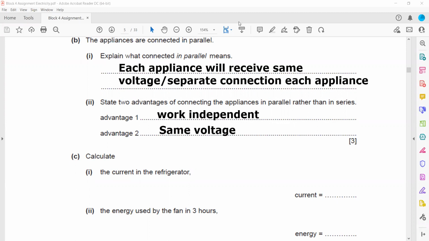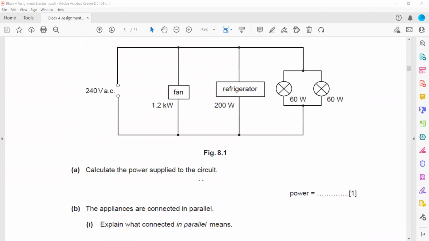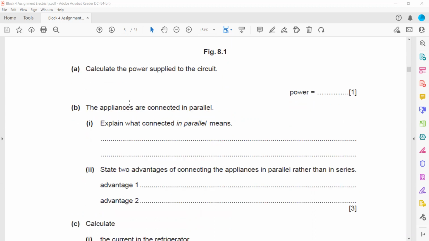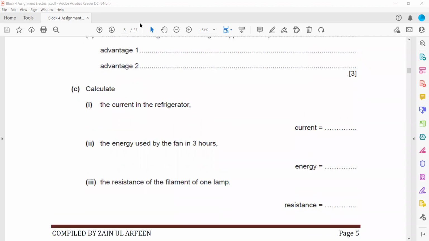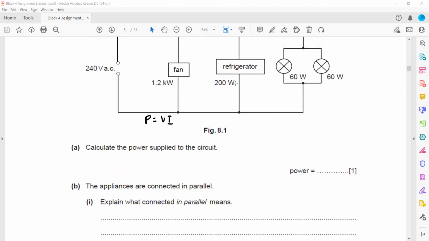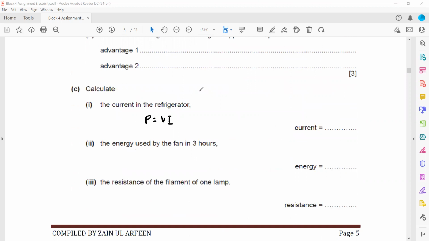The next part: the current in the refrigerator. How do we measure the current in the refrigerator? Because the supply is 240, the refrigerator will also receive 240 volts. So we have the voltage and we have the power. The formula which relates power, voltage and current is P equals VI, so power equals voltage multiplied by current. The power of the refrigerator in the question is 200 and the voltage is 240, and the current is I. So 240 is multiplied on one side, on the other side it will be divided, so it will be 200 divided by 240, which is equal to 0.83.